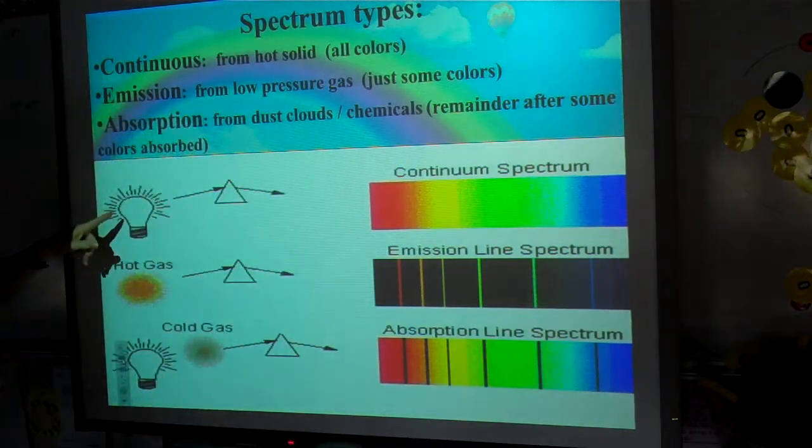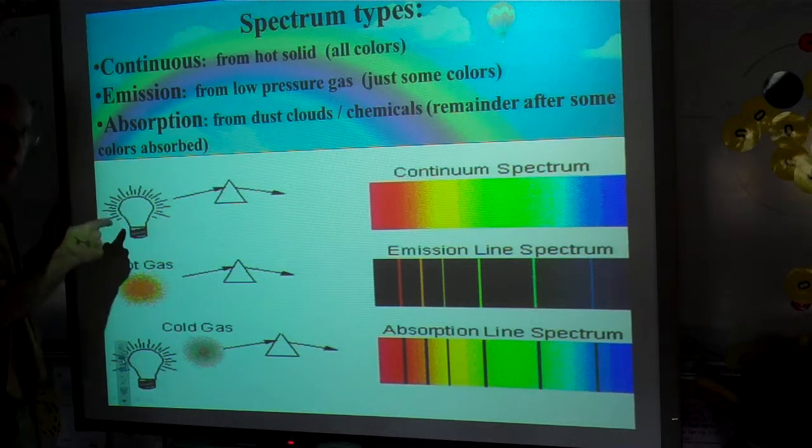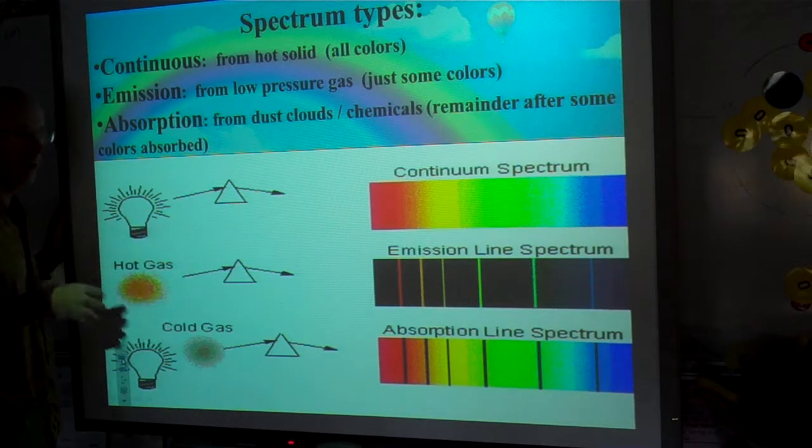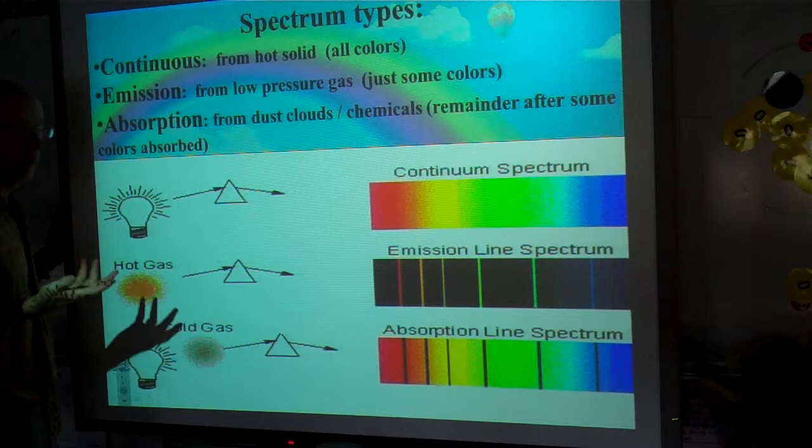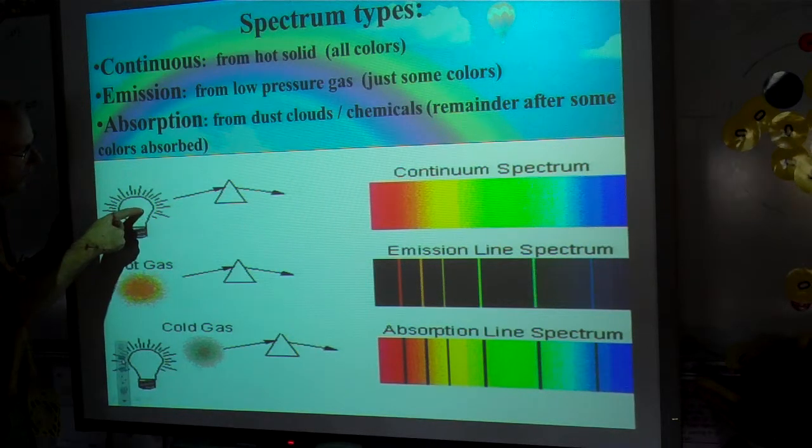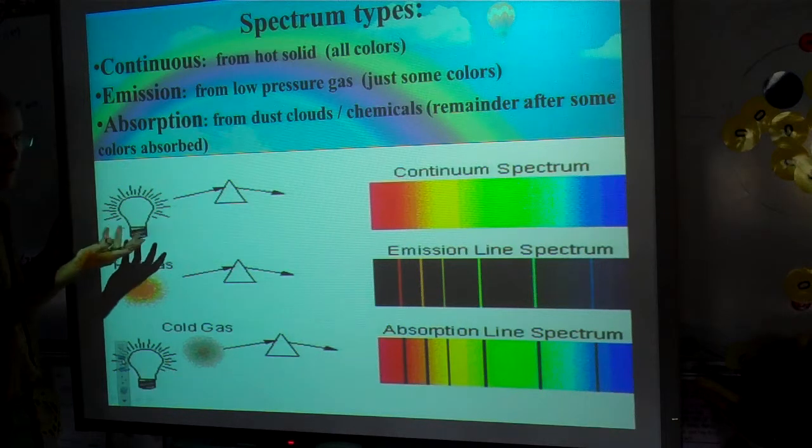Well, here's a light bulb. And in an old-fashioned light bulb, which are being phased out now in favor of fluorescent light bulbs, there was a little tiny metal wire in here, and that was called a filament, made out of tungsten.